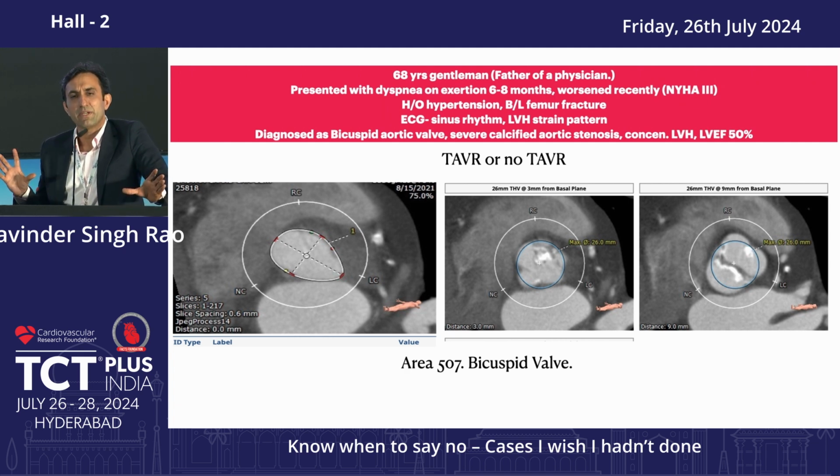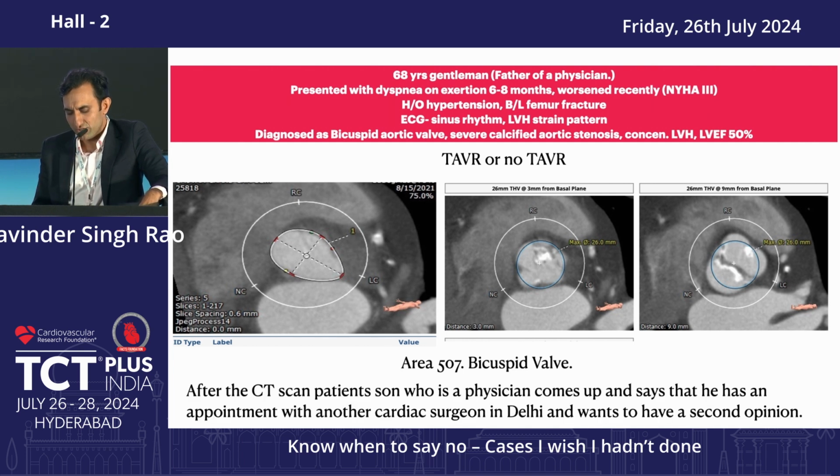So when the patient gets a 26 balloon expandable valve, the annulus is a good size, and if you have to think of lifetime management, let's say this is a 68-year-old gentleman, we can go ahead and treat this patient fast. After the CT scan, the patient's son, who's a physician, comes up and says that he has an appointment with another cardiac surgeon in Delhi and wants a second opinion. This is a red flag, don't do this case.